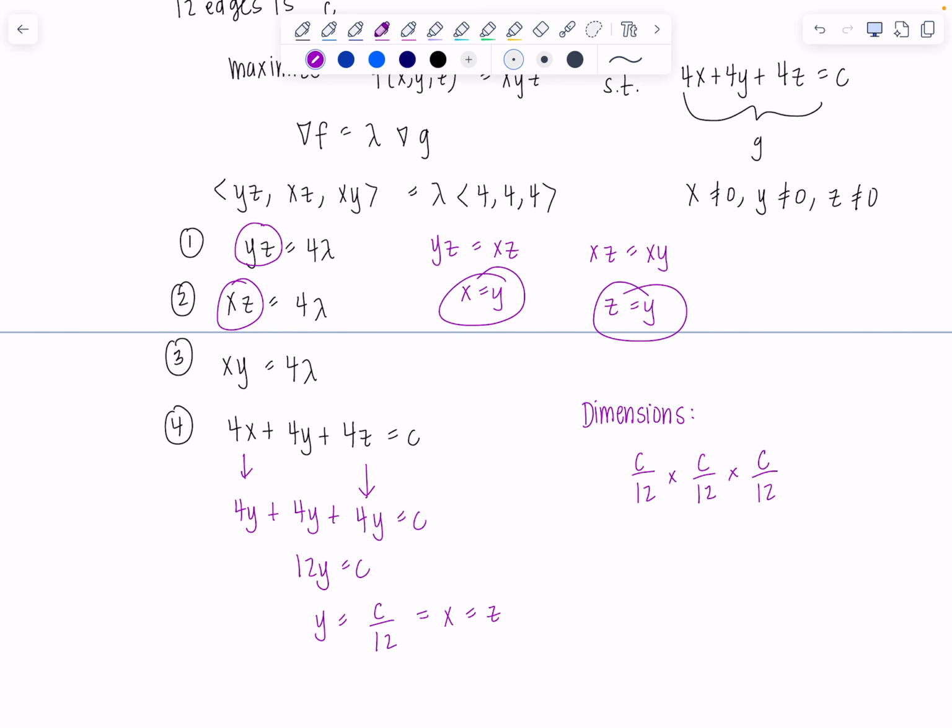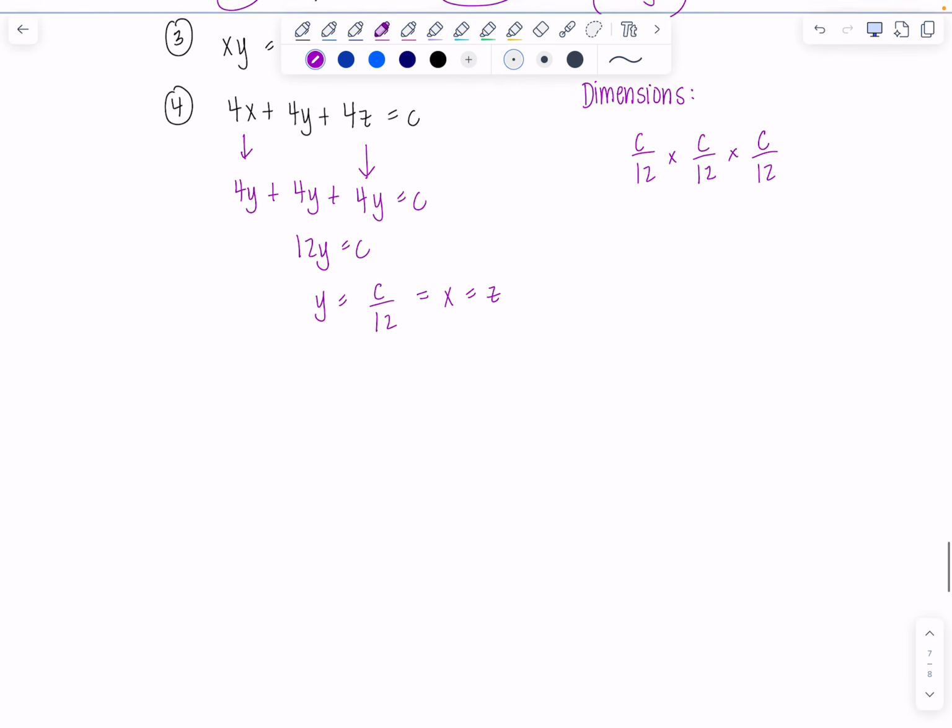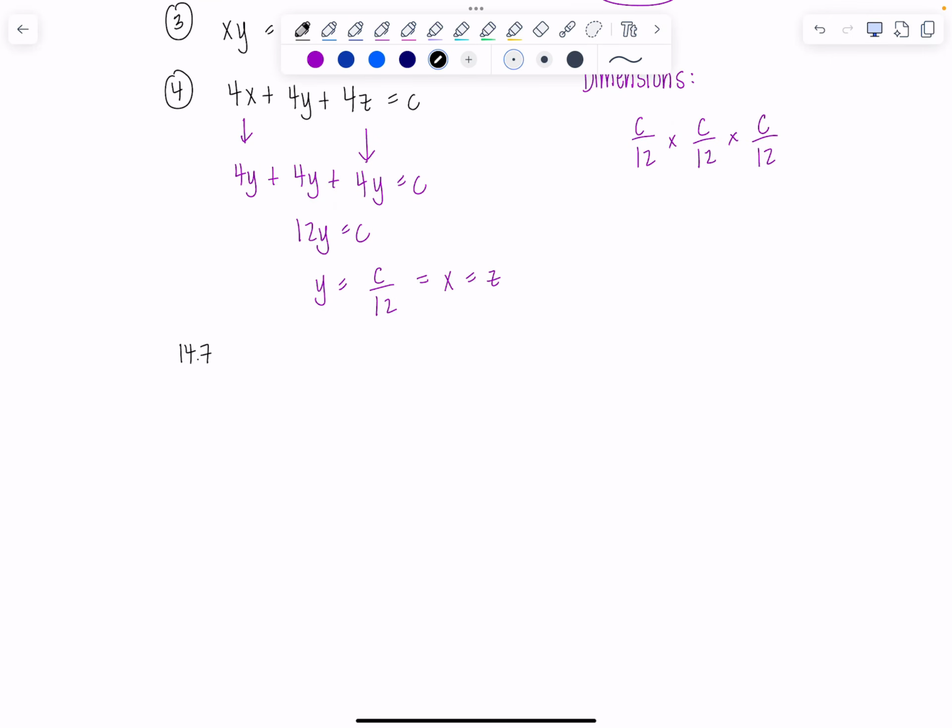Good? Okay, other method. So same idea, we have to reduce the number of variables in the function that we're optimizing. So I would just do the same thing. So 14.7 method. Why are they being multiplied? No, that's like how you give dimensions, like a 2x4. Okay. So we have volume is xyz, subject to 4x plus 4y plus 4z is c.